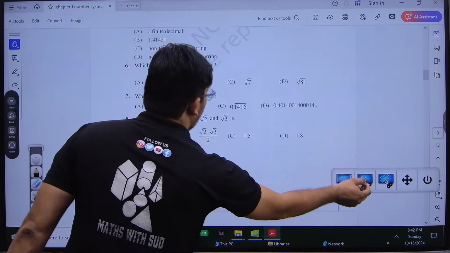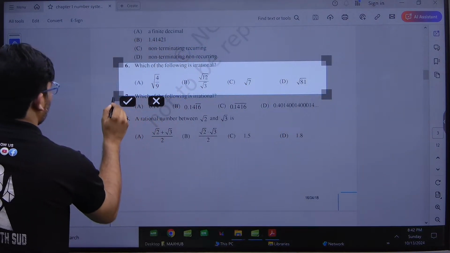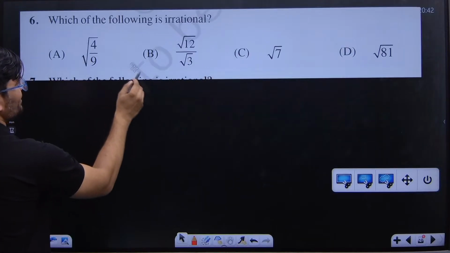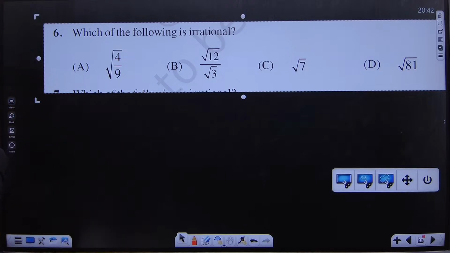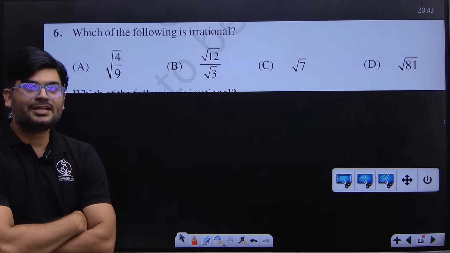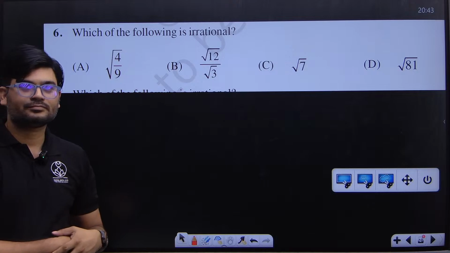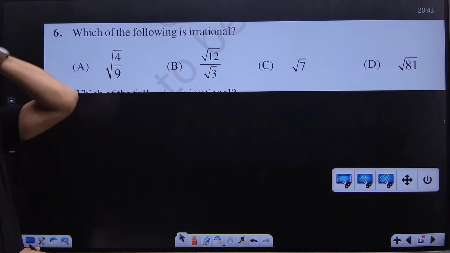Okay. Now it's a very tricky part. Be careful. You have to see which of the numbers is irrational. Only one option is correct. So this is not a trick question, right? That's a tricky question, but you have to be very smart to find out.